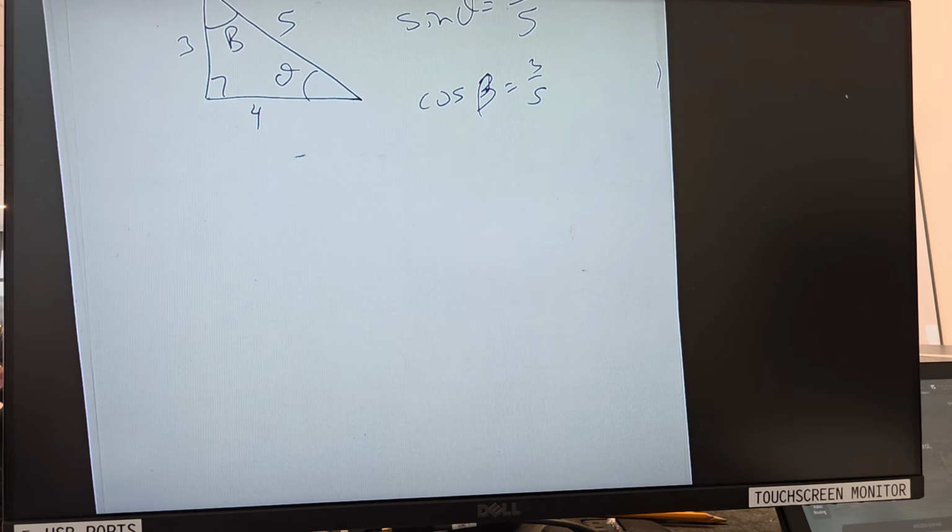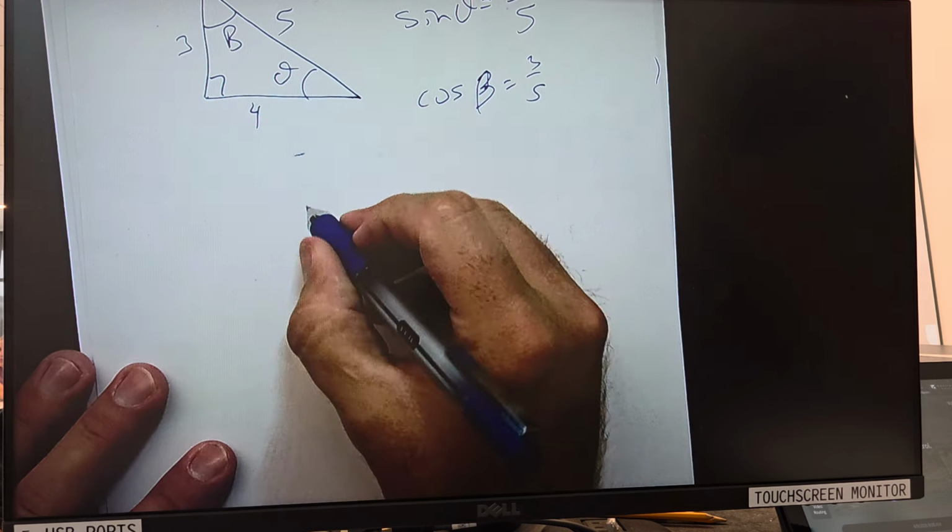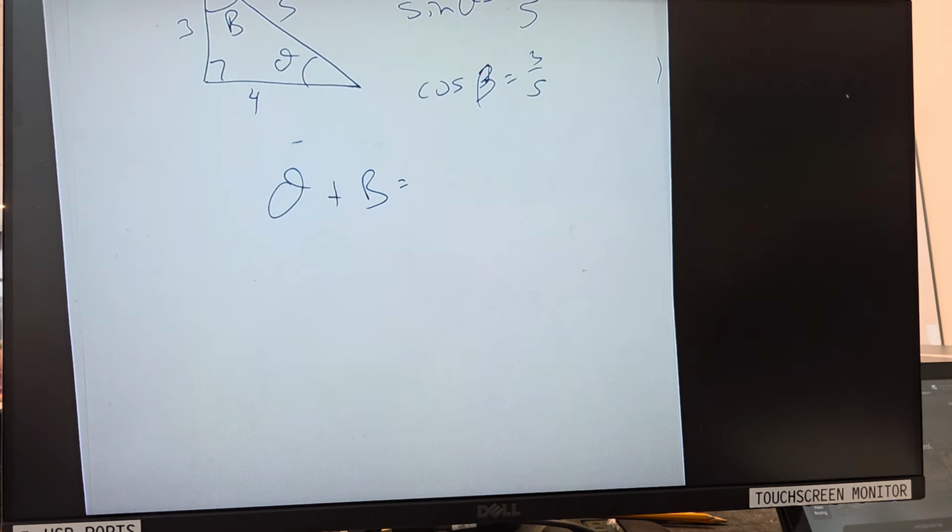Can anyone tell me what theta plus b is? Don't overthink it. How many angles are in that triangle? 3. Do I know what b is? Do I know what theta is? Do I know what the third angle is? Yes. How big is the third angle? 90. How many total degrees in a triangle? 180. So what must the other two angles add to be? 90. That's the only way to make 180 in there, yes? Okay.